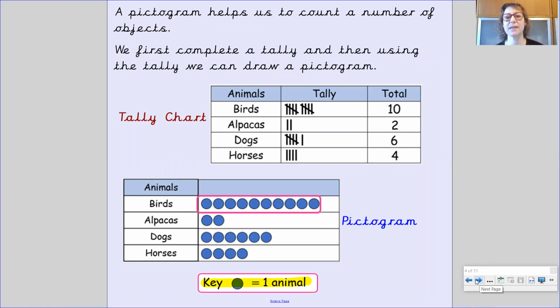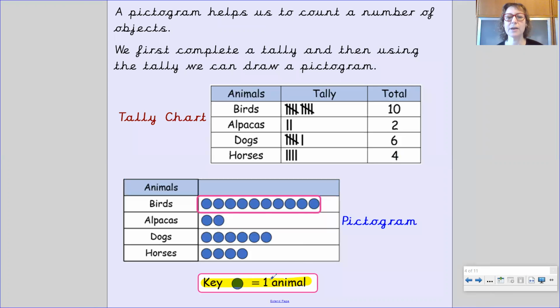So it helps us to be able to see our data much more clearly. So here is our tally chart. We've got birds, alpacas, dogs and horses, those are types of animals. And we've got our tally. We've got 5, 10 here, we've got 1, 2 here, and we've got 5, 6 here, and 1, 2, 3, 4 here. You can see we've got our totals. And now we're going to turn that into a pictogram.